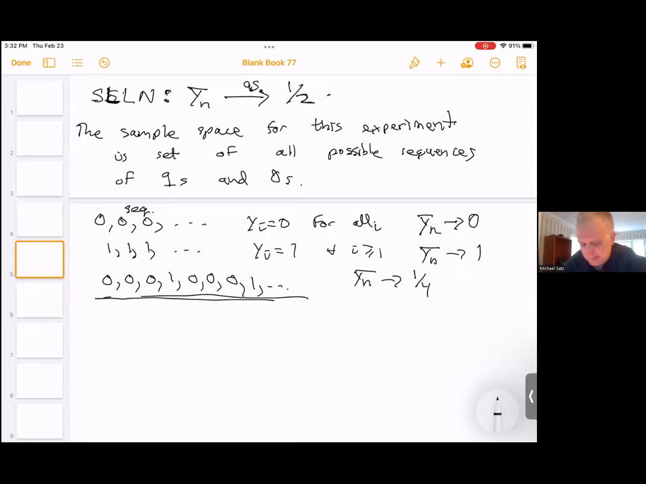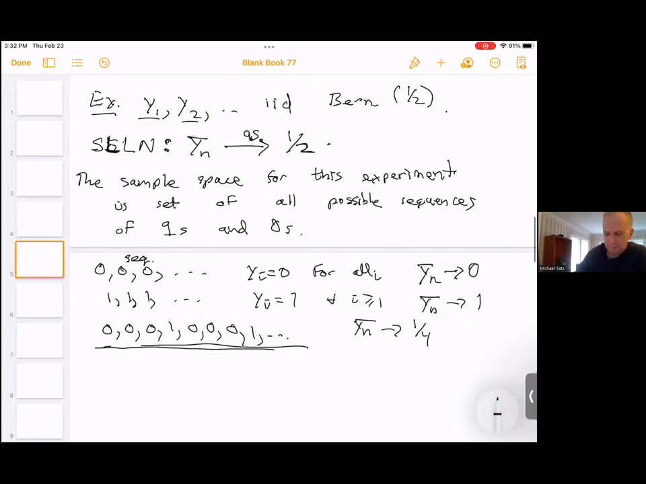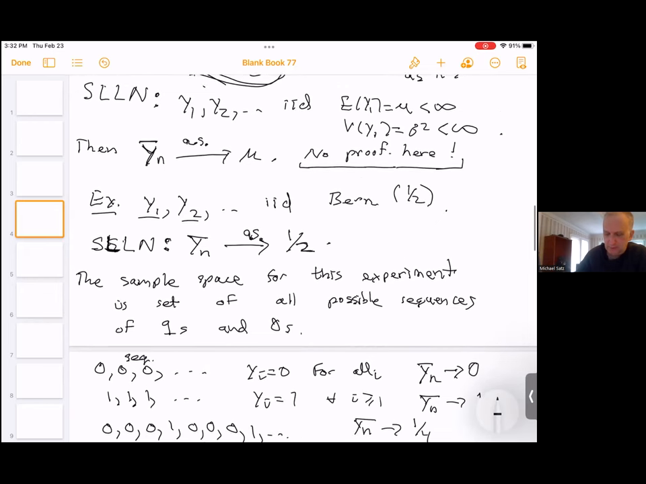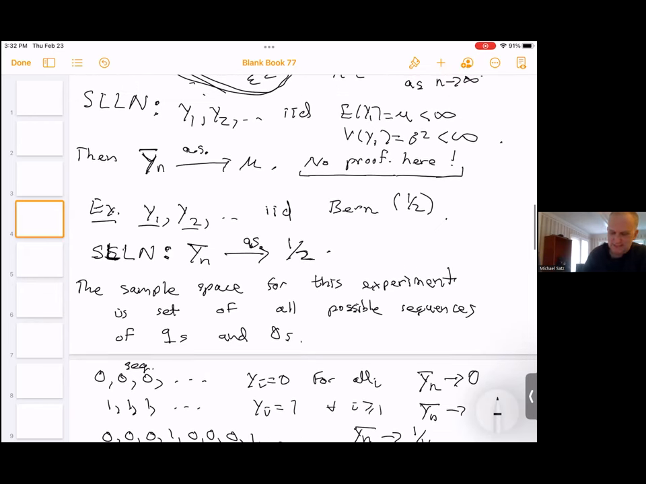This is good. This is the insight you need to have. You look at it and you ask, does each point go to 1/2? Not each point, certainly not. Everybody can list these, and there's an uncountable number of them too. But what does the SLLN tell you? I'm not claiming to be able to prove it right here, but what does it say?